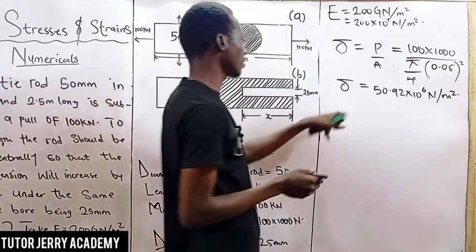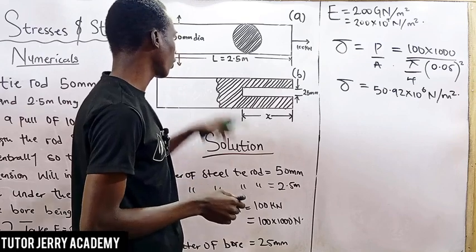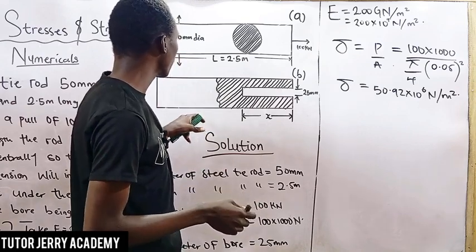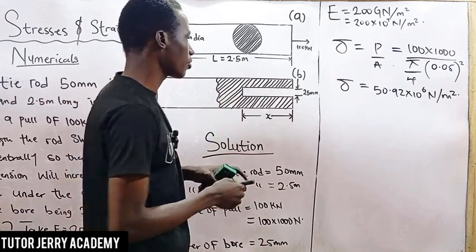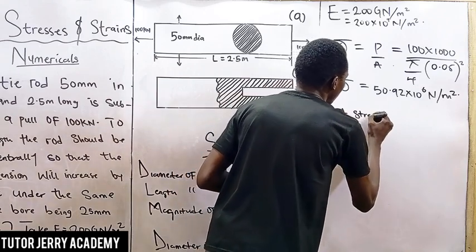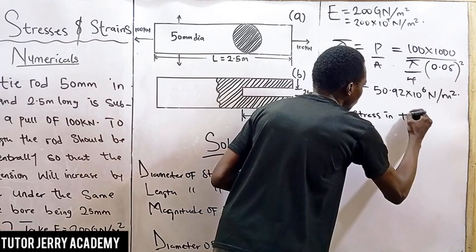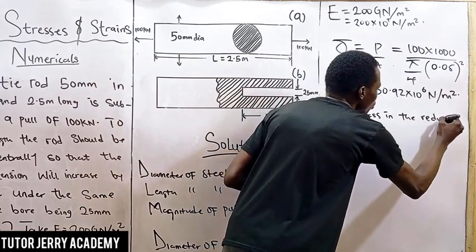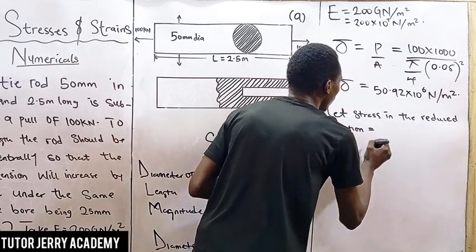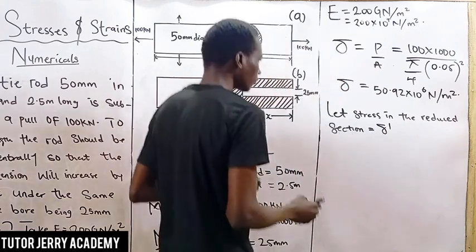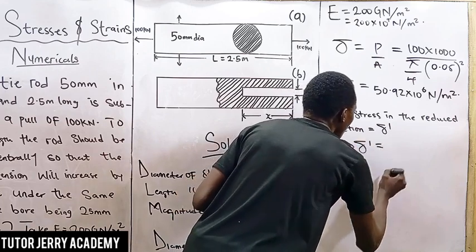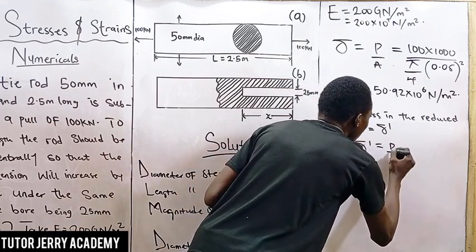Now, this is the stress for the solid section. Next, I'm going to be looking for the stress in the reduced section. Let the stress in the reduced section be equal to sigma prime. It implies that sigma prime will be equal to, of course, P over A.